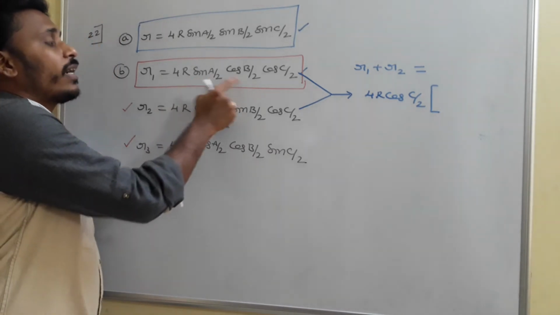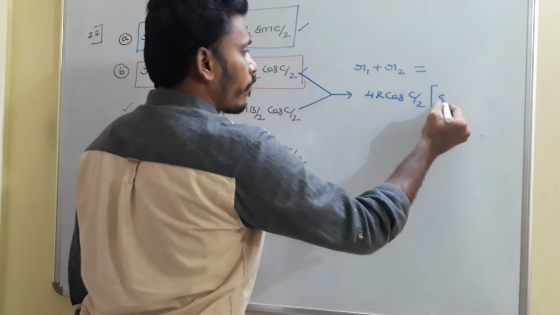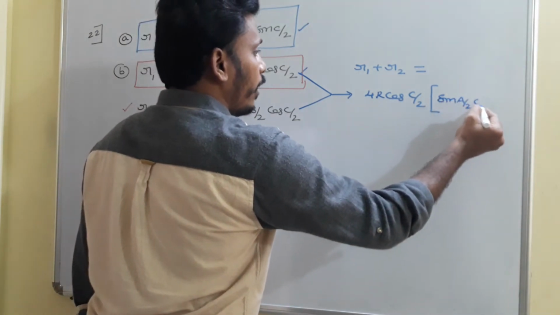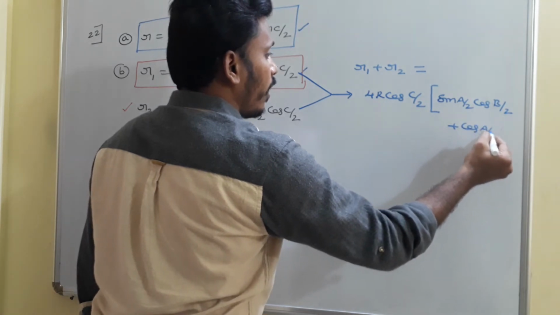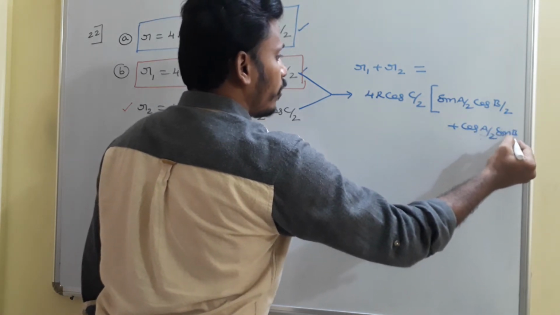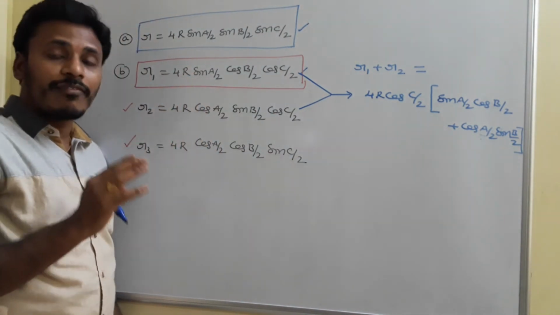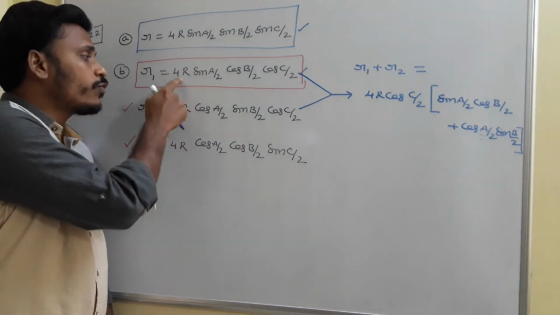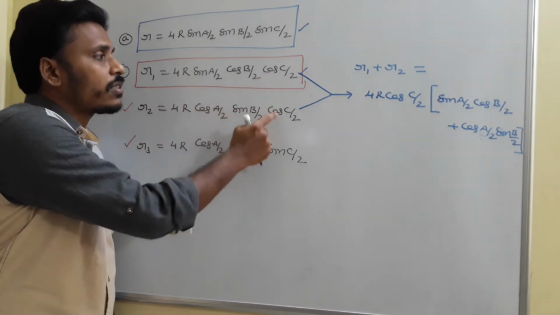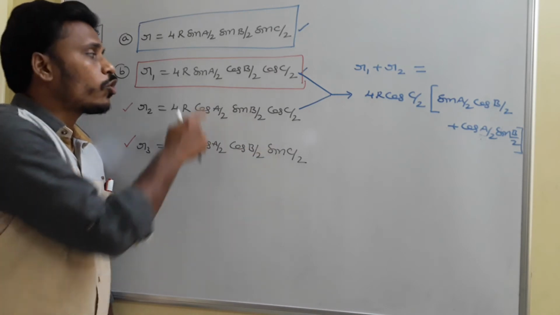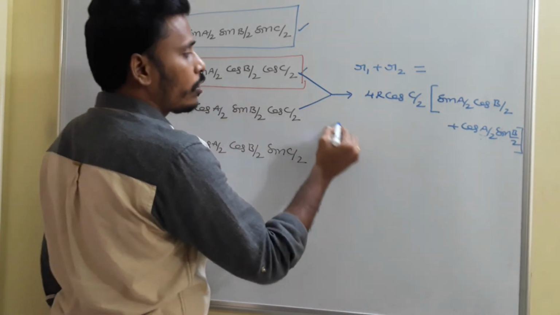In the bracket you will get sin a by 2 cos b by 2 plus cos a by 2 sin b by 2. Is it clear? I am just adding r1 and r2. Everybody just have a look, pay your attention there. Since we are adding, just write the common numbers out. 4r is a common thing, cos c by 2 is a common thing. So in the bracket you will get sin a by 2 cos b by 2 plus cos a by 2 sin b by 2.